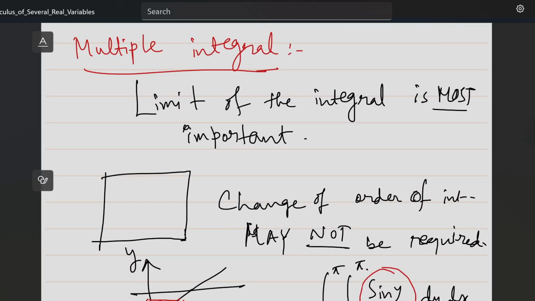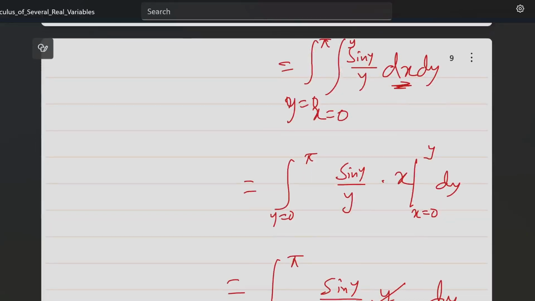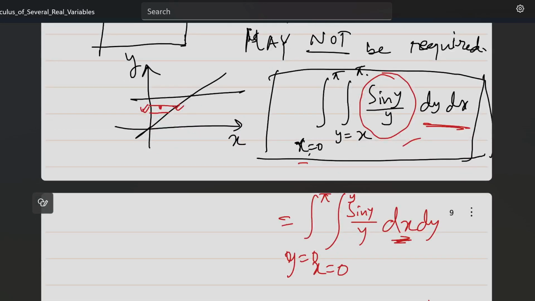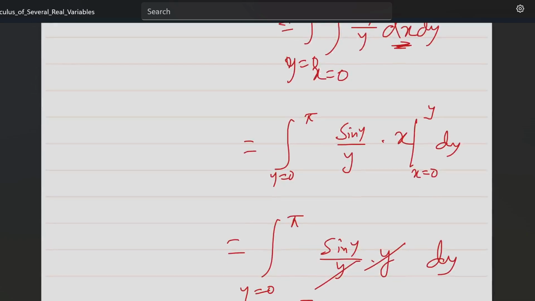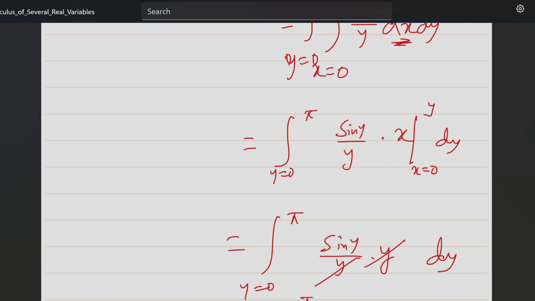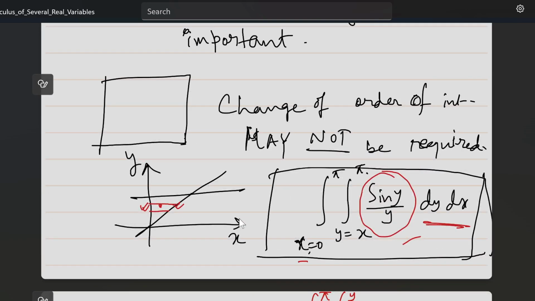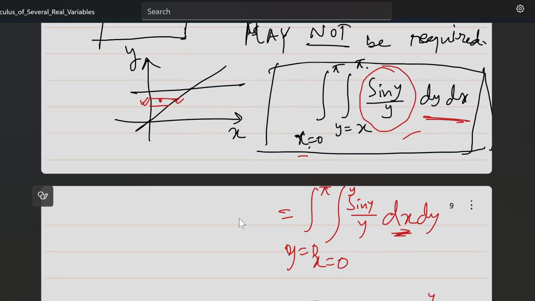But if you directly solve, you are not able to solve. Suppose you don't want to apply change of order of integration, then you cannot solve this problem, because the integral of sin y by y is not possible. So if you are not able to solve a problem, you think to change the order of integration so that you can solve directly. And to change the order of integration, you should not draw the graph of the function. You should always draw the graph of the limits. Understand?